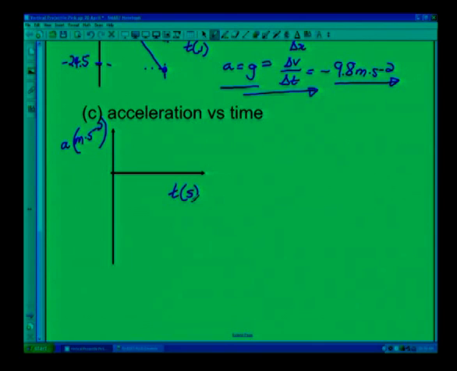Now, the acceleration is minus 9.8 meters per square second. So my graph for the acceleration is that one. And that tells you that the acceleration is constant, which means it does not change. We know that acceleration due to gravity stays the same. Of course for planet Earth, it's 9.8. For any other planet, it will be something else, but it will stay constant for that particular planet.